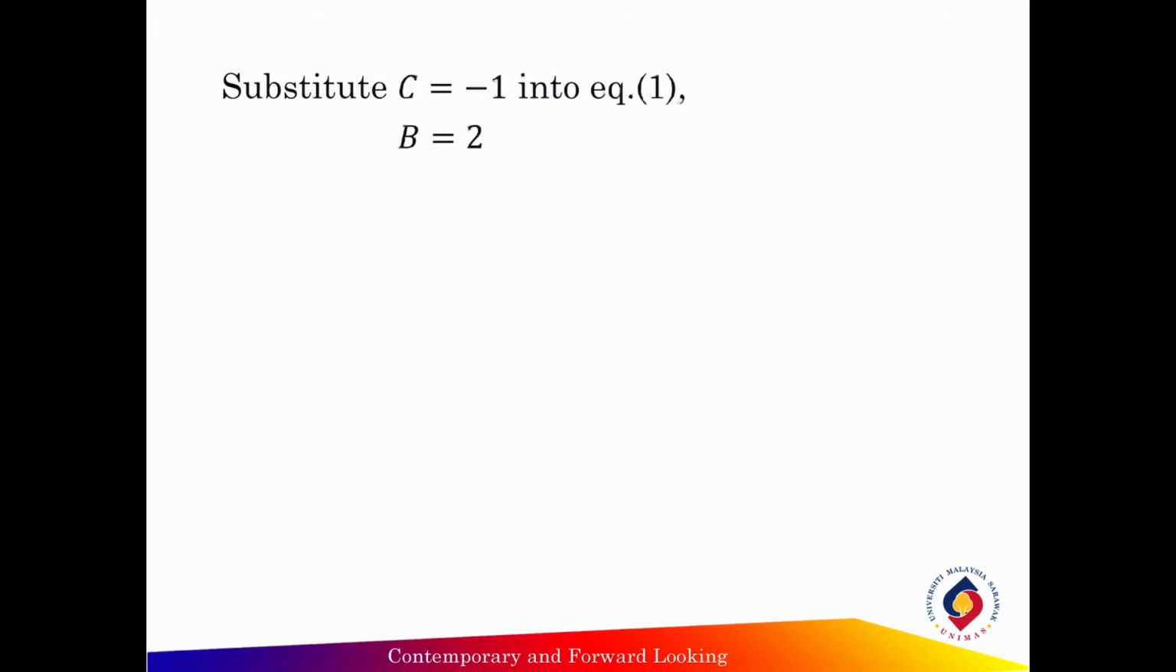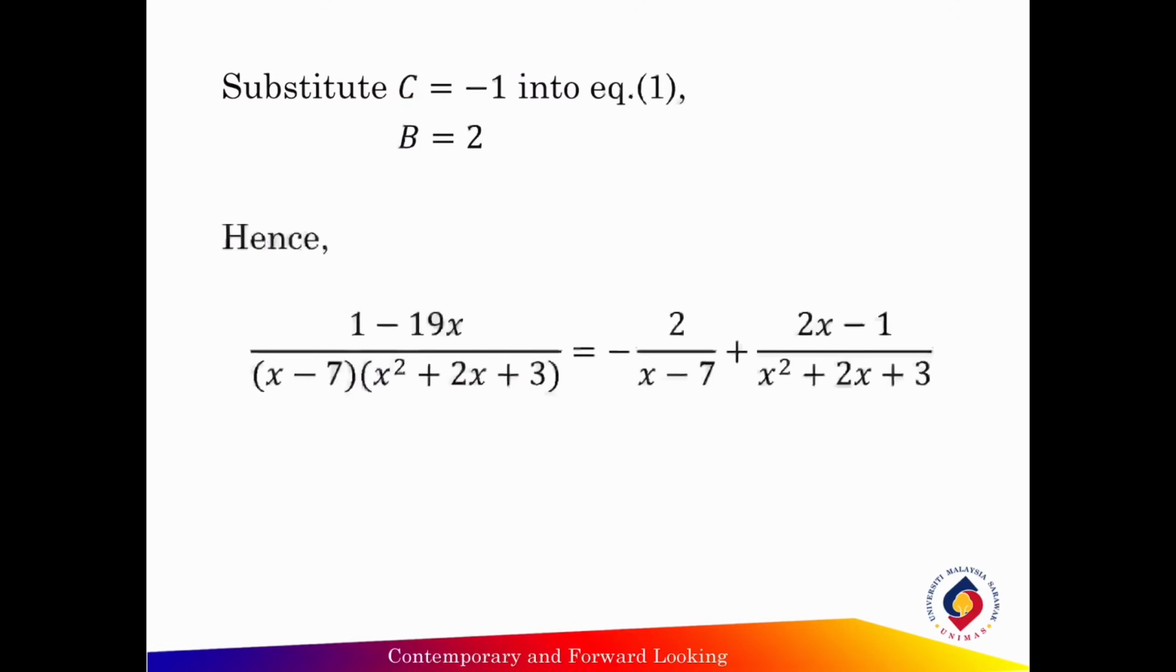So for step number 4, we need both techniques in order to determine the constants A, B, and C. But don't stop here. We still have step number 5, the last step: express the expression in partial fractions. So our final answer is this. Hence, (1 - 19x) over (x - 7)(x² + 2x + 3) is equal to -2 over (x - 7) plus (2x - 1) over (x² + 2x + 3).